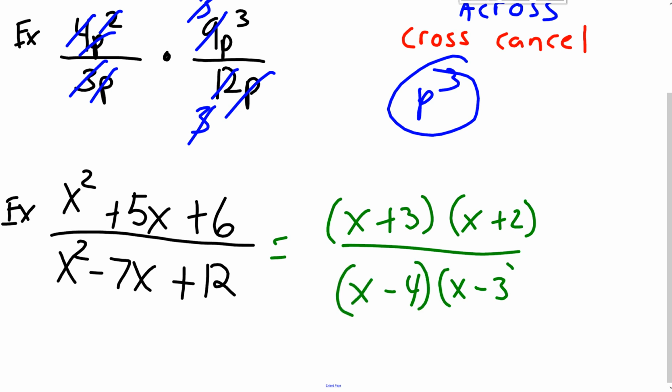And so here we see we can't cancel anything because there's nothing alike here. So we can't cancel anything, so we just label our restrictions. So x cannot be a 4 and x cannot be a 3.